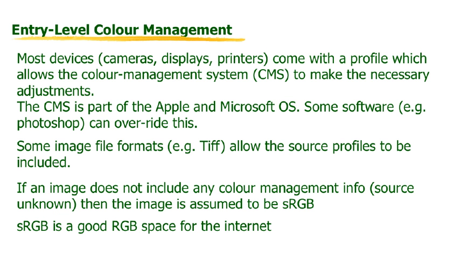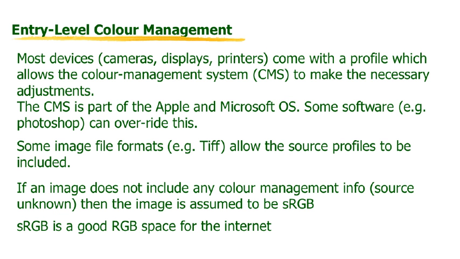So for example, if you take an image with a camera and save it as a TIFF, in the header of the TIFF is stored some information about the camera RGB color space. This allows the color management software on the operating system to deal with the image accordingly. But if an image doesn't include any color management information, if the source is unknown, then the image is assumed to be sRGB. So sRGB is another RGB color space.